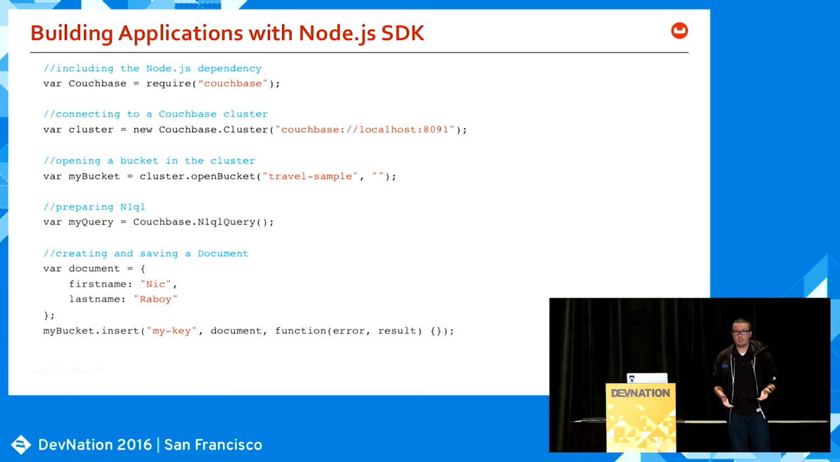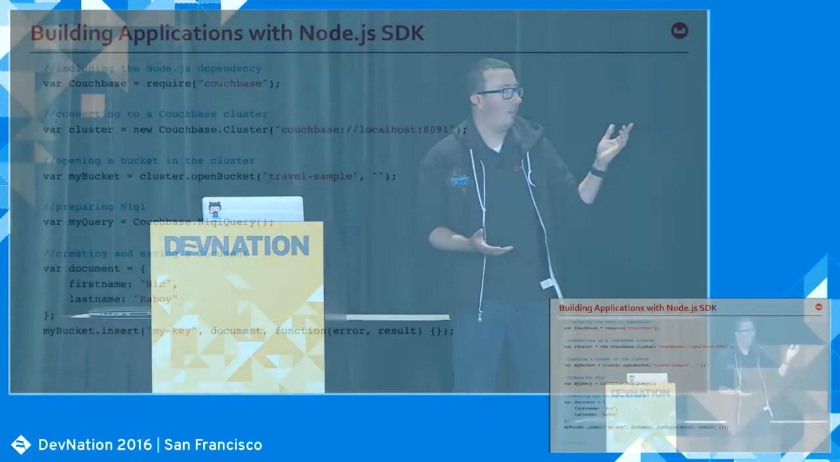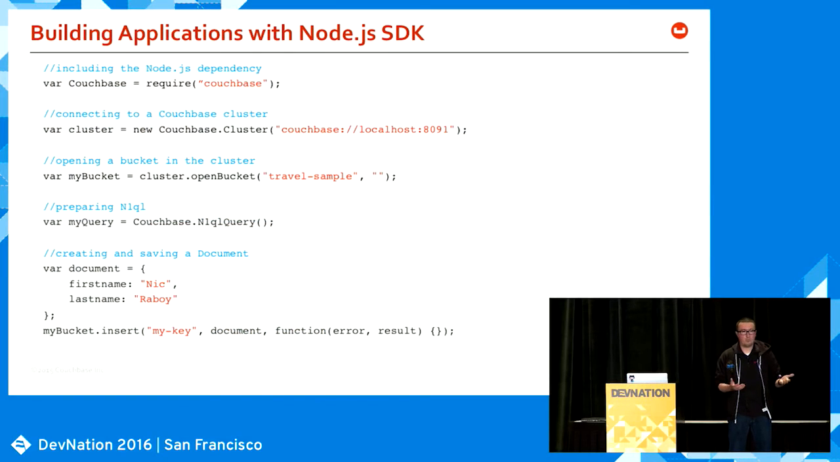Because they're peer-to-peer, as soon as you make that connection, your SDK will obtain a cluster map of all the other nodes in your cluster. If for some reason, when you're booting up your Node.js application, that node is not available, it's a good idea to pass in an array of possible nodes to connect to, so that you have options. Once you've established that connection to the cluster, you can open up a Couchbase bucket.